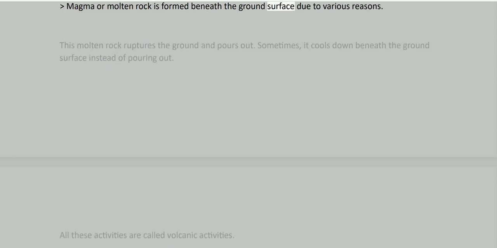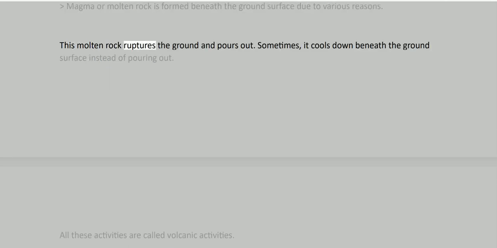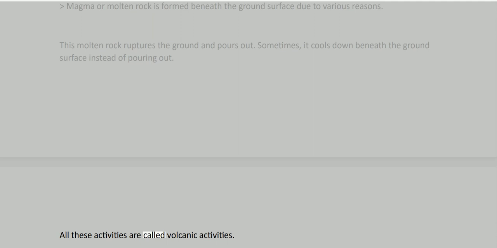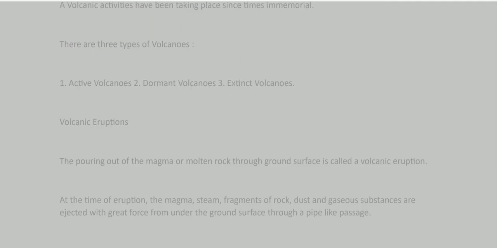Volcanic activity: magma or molten rock is formed beneath the ground surface due to various reasons. This molten rock ruptures the ground and pours out. Sometimes, it cools down beneath the ground surface instead of pouring out. All these activities are called volcanic activities. Volcanic activities have been taking place since times immemorial. There are 3 types of volcanoes: 1. active volcanoes, 2. dormant volcanoes, 3. extinct volcanoes.